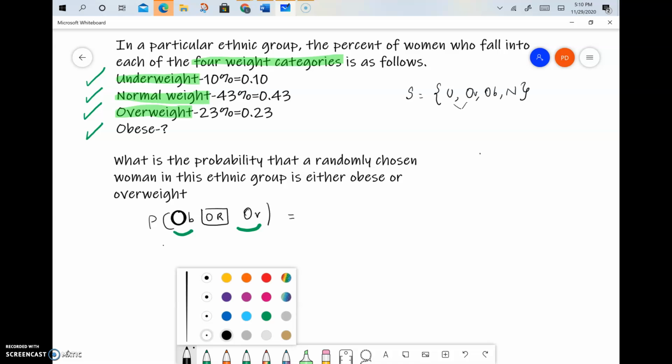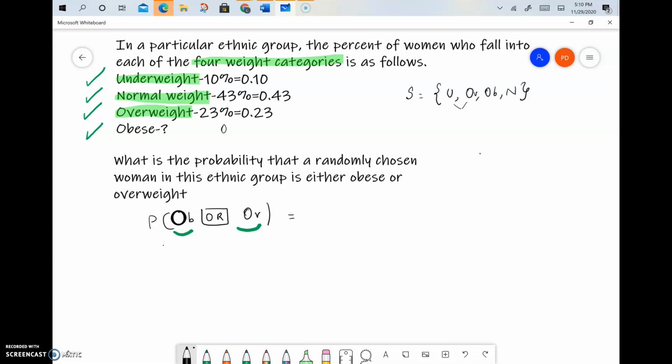Since all the probabilities in a legitimate probability distribution add up to 1, we determined in the previous problem that the probability of obese is 0.24. So when we add all these probabilities, the probabilities add up to 1.